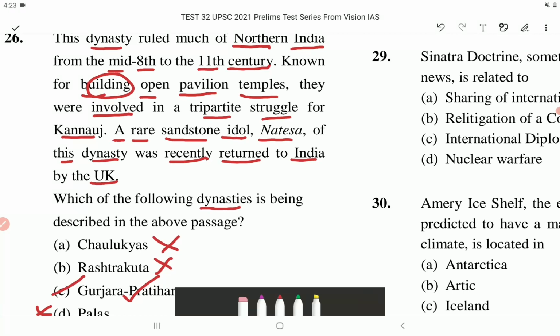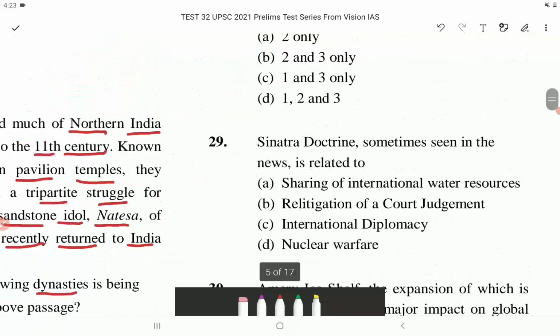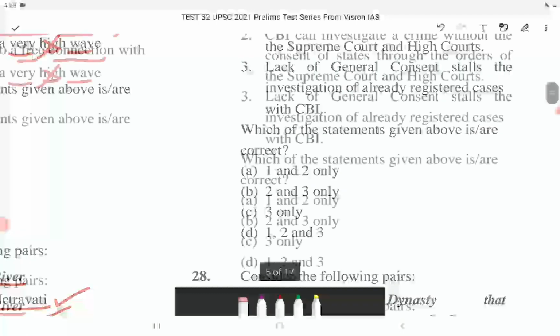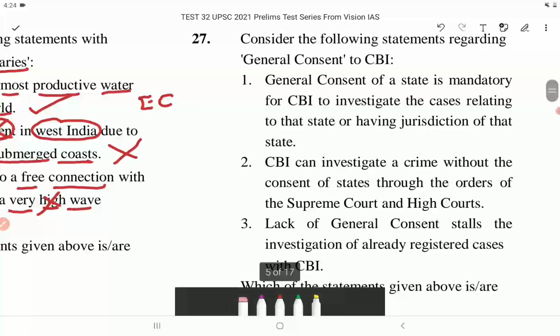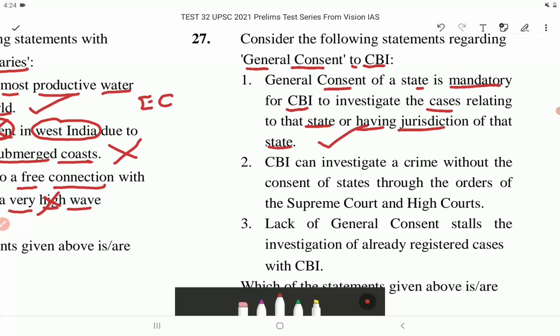Now let's come to question number 27. Consider the following statements regarding general consent to CBI. Statement 1. General consent of a state is mandatory for CBI to investigate the cases relating to that state or having jurisdiction of that state. This is correct.